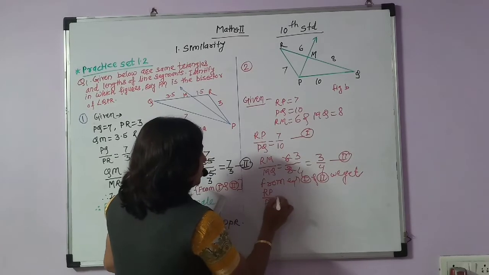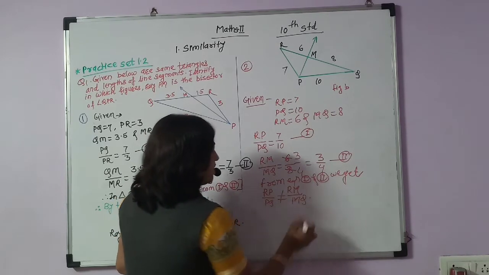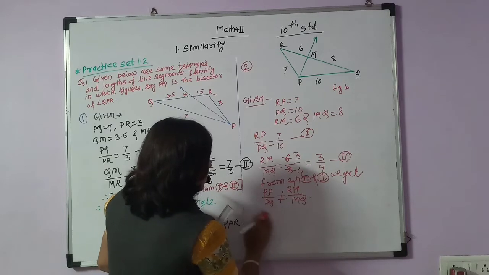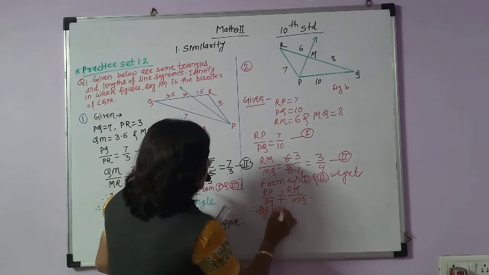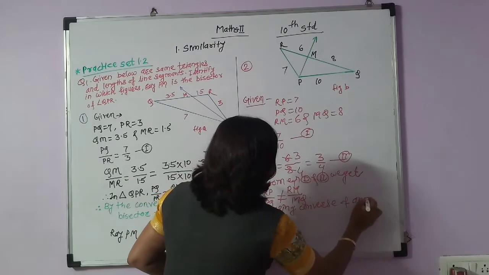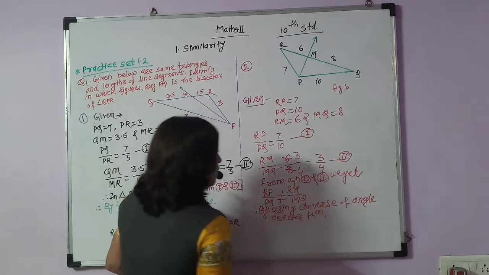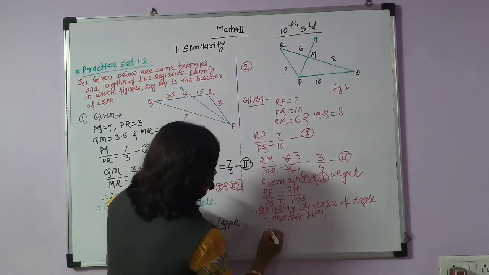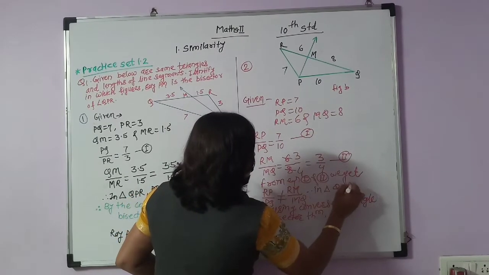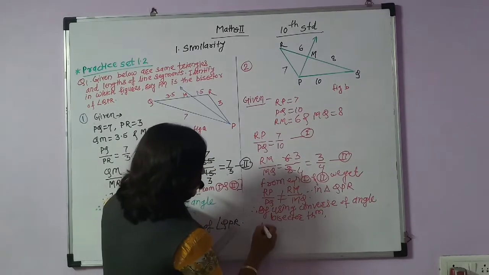RP upon PQ is not equal to RM upon MQ. That means in triangle QPR, therefore by using the converse of angle bisector theorem, we write ray PM in triangle QPR.